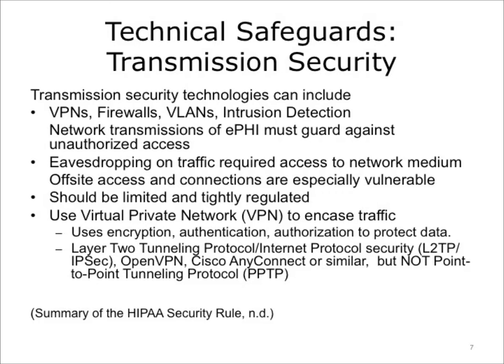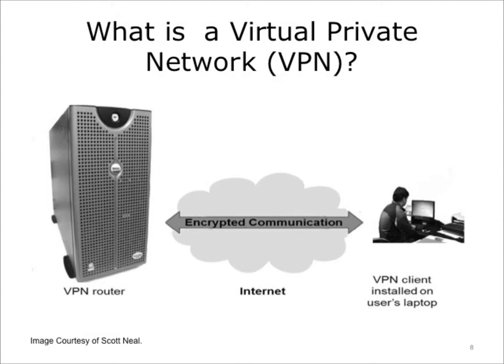A VPN uses encryption, authentication, and authorization to protect data as it is routed through the Internet. VPN connections may use protocols such as L2TP/IPsec, OpenVPN, or Cisco's client implementations. However, Microsoft's PPTP VPN implementation has vulnerabilities that make it ill-suited for ePHI transmission. Here's a graphical illustration of VPN used for transmitting data over the Internet between the VPN router and the VPN client on a user's machine. By using the Internet as a connection medium, VPN can adequately protect your data while saving the cost of long-distance phone service and hardware costs associated with using dial-up or leased-line connections.